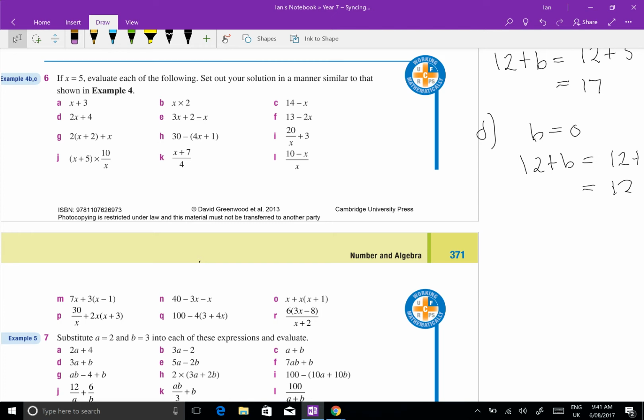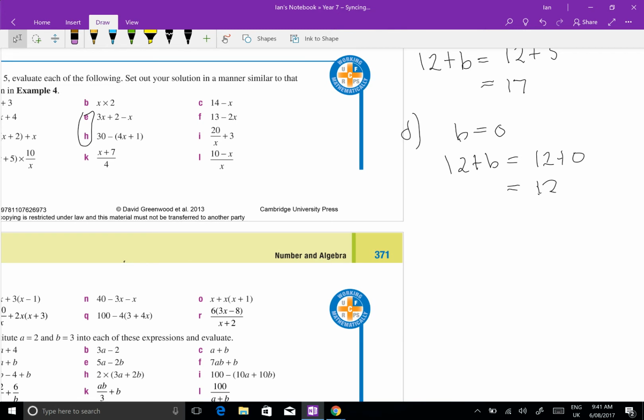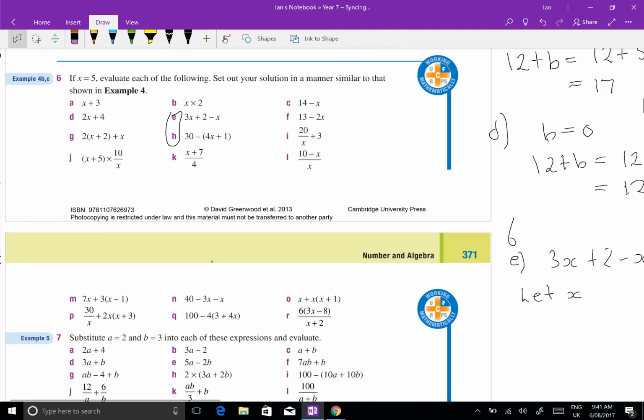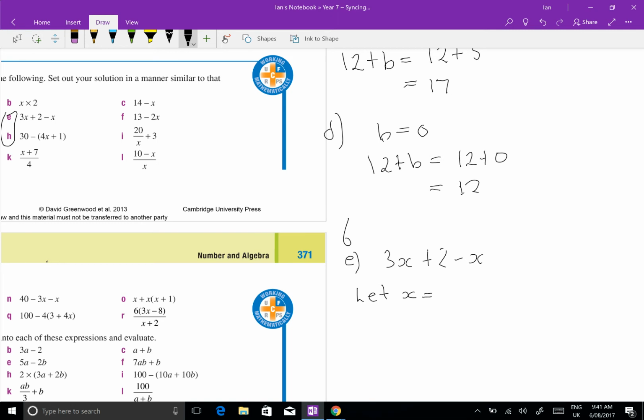Let's have a look at some of the harder ones. Let's have a go at, say, 6E and F. So I have expressions here. In 6E, I've got 3x plus 2 minus x. And I'm going to let x equal 5. So everywhere there's an x, I'm going to put 5. So the value of the expression will be 3. Now I've got to be careful. It's not 3, 5. It's not 35. It's 3 times 5.